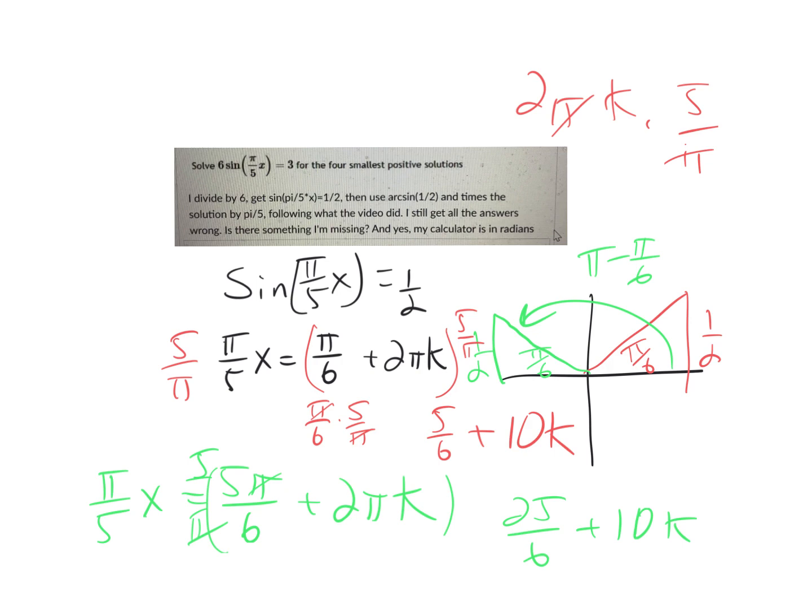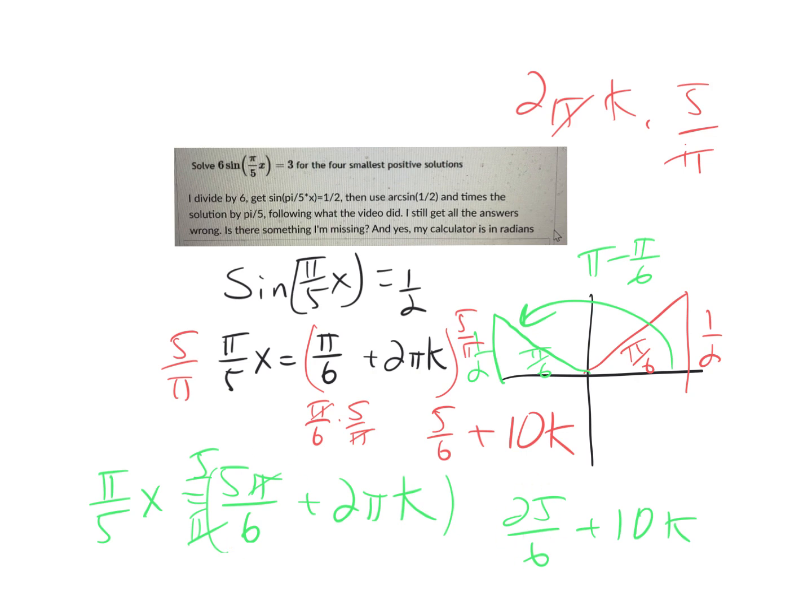Well, the smallest answer is going to be pi over 6. I'm sorry, it's going to be 5 over 6. That's the first one. See, this changes the period of the sine function. So we can't just say pi over 6 and then 13 pi over 6, etc. It's because the period changes to 10. So the first answer is 5 over 6. The second answer becomes 25 over 6.